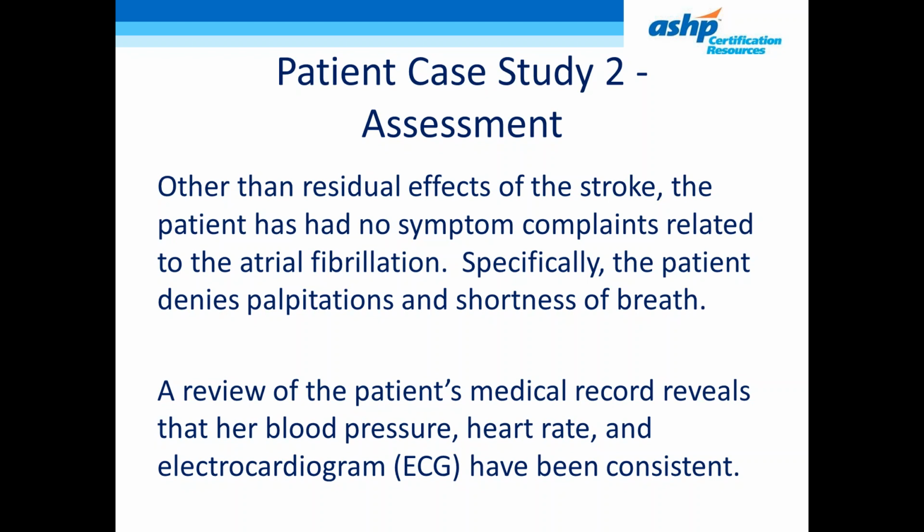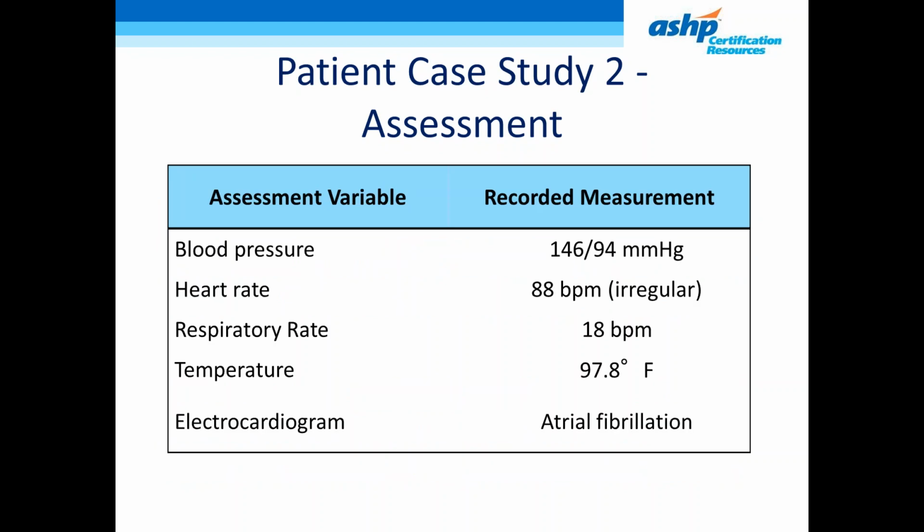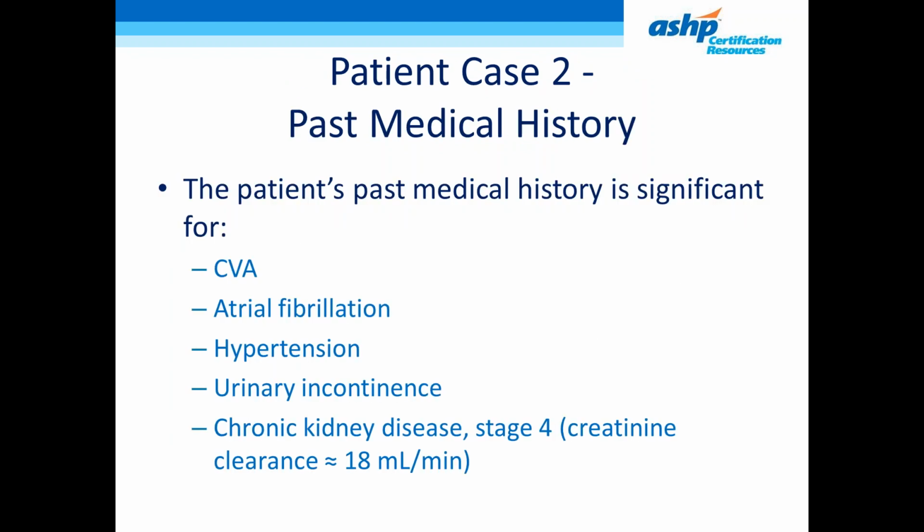A review of the patient's medical record reveals that her blood pressure, heart rate, and electrocardiogram have all been consistent. We see that the patient's blood pressure has been running in the range of 146/94 millimeters of mercury. The patient's heart rate has been 88 beats per minute and irregular in atrial fibrillation. The patient's respiratory rate is 18 breaths per minute. Temperature was 97.8 degrees Fahrenheit, and her ECG reveals, again, atrial fibrillation.